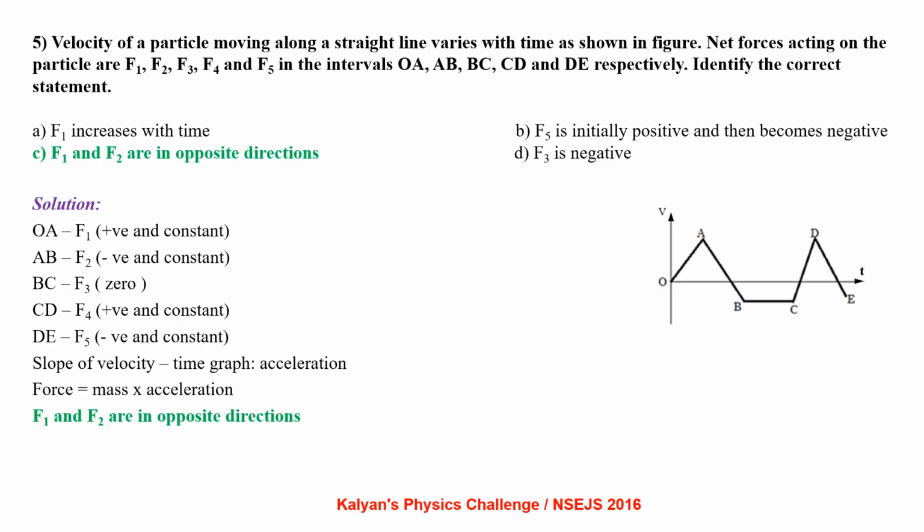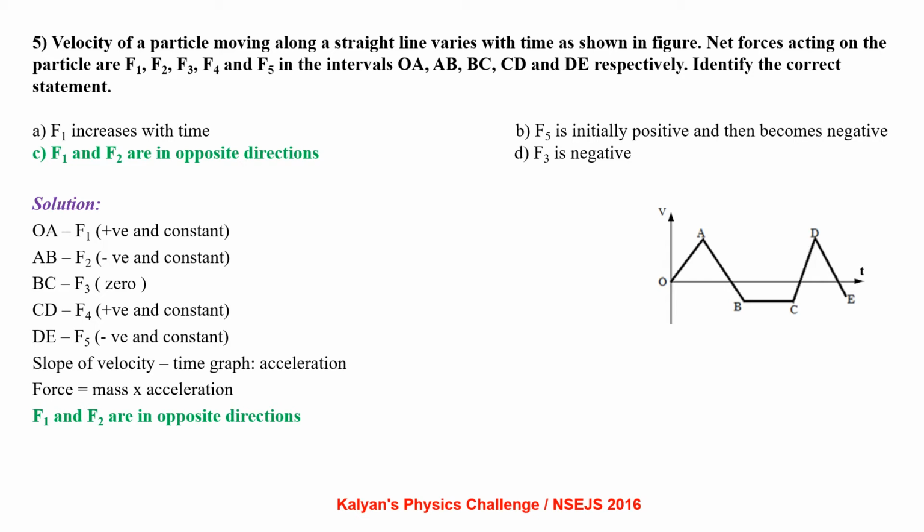Velocity of a particle moving along a straight line varies with time as shown in figure. Net forces acting on the particle are F1, F2, F3, F4 and F5 in the intervals OA, AB, BC, CD and DE respectively. Identify the correct statement.